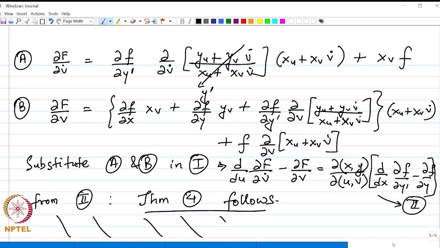So, which means that the Euler Lagrange equation is coordinate independent or coordinate free. So, that is a very good news. Let us look at an example.